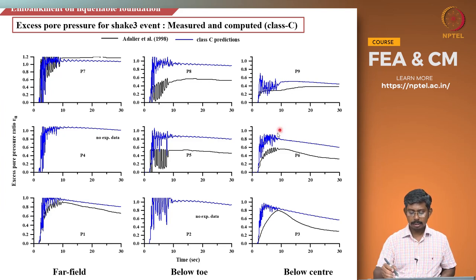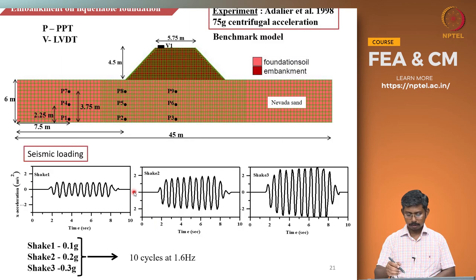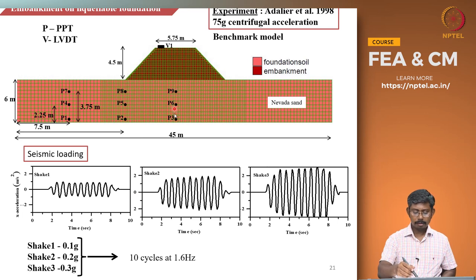So the computed excess pore water pressure is plotted against the experimental data. Here it can be seen the locations, three vertical arrays of pore pressure transducers are considered. These are the locations where the experimental data is available. P9, P6, P3 correspond to the locations below the center of embankment. P8, P5, P2 correspond to the soil deposit lying below the toe of embankment, and P7, P4 and P1 represent the Fairfield case.